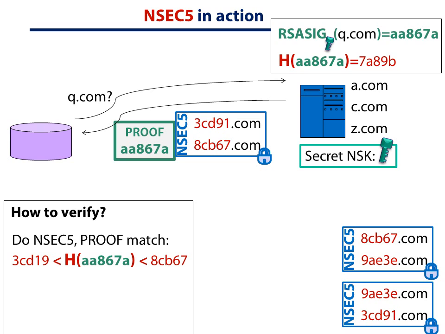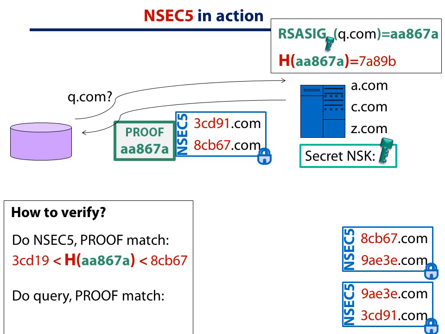Then he verifies that this hash value, 7A89B, falls between the first hash in the NSEC5 and the second hash in the NSEC5. If that's correct, then he's happy and everything works. But at this point, there's still a problem. He's verified that the proof comes between the two values in the NSEC5 record, but how does he know that this query actually has anything to do with the proof? How does he check that the query actually matches the proof?